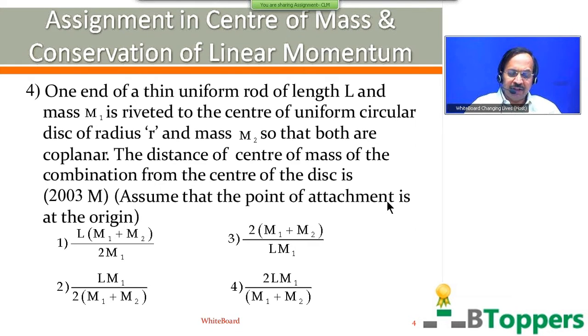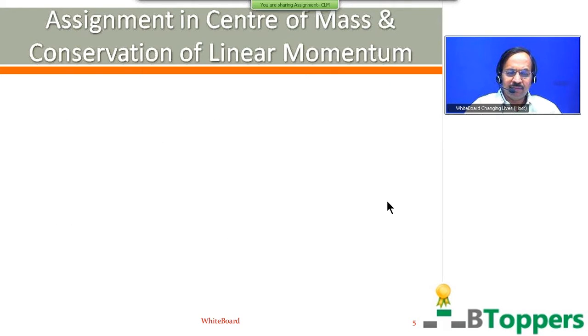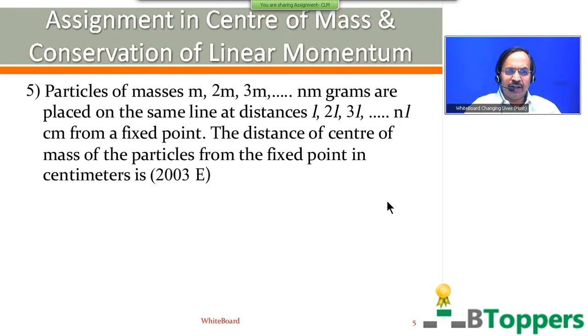In case you need more time to answer the question, you can take a pause and take your time. So look at the next question, question number 5. Particles of masses m, 2m, 3m, etc. up to nm grams are placed on the same line at distances small l, 2 into small l, 3 into small l, up to n into small l centimeter from a fixed point. The distance of center of mass of the particles from the fixed point in centimeters is.